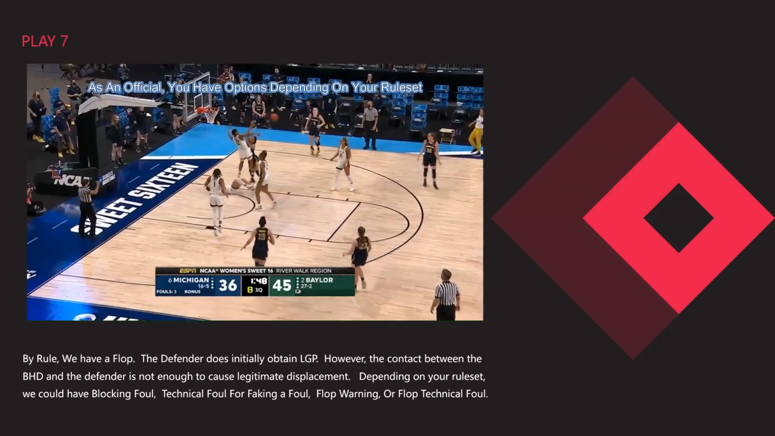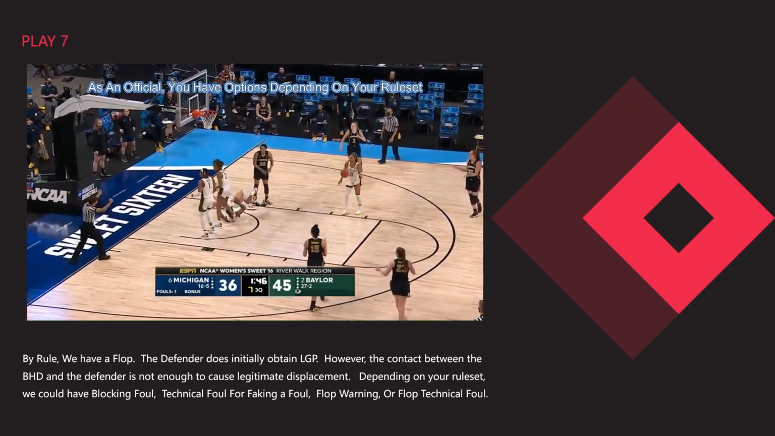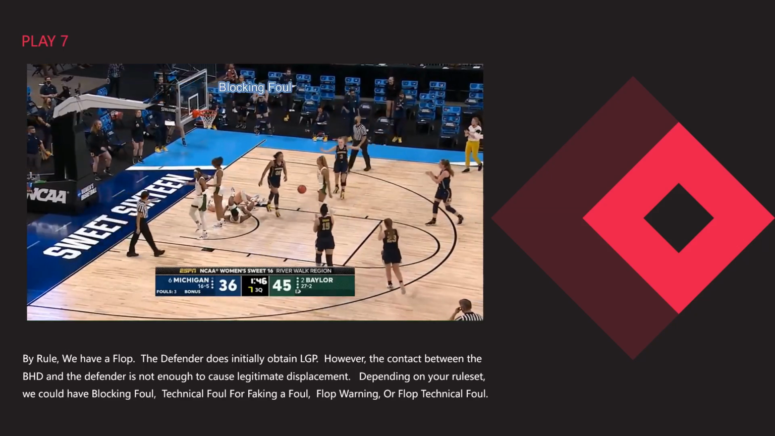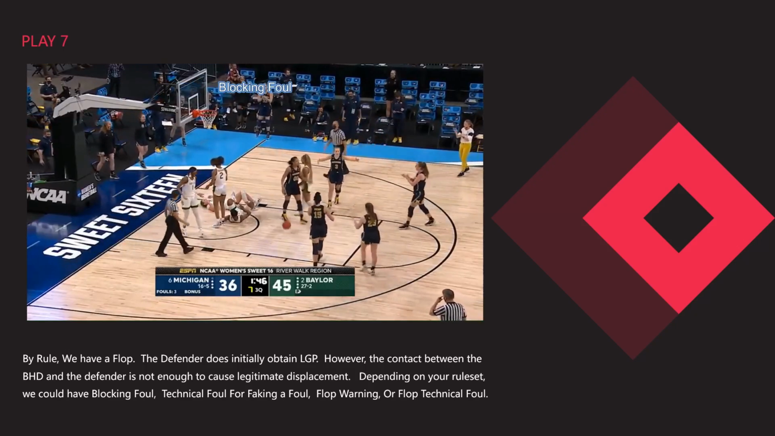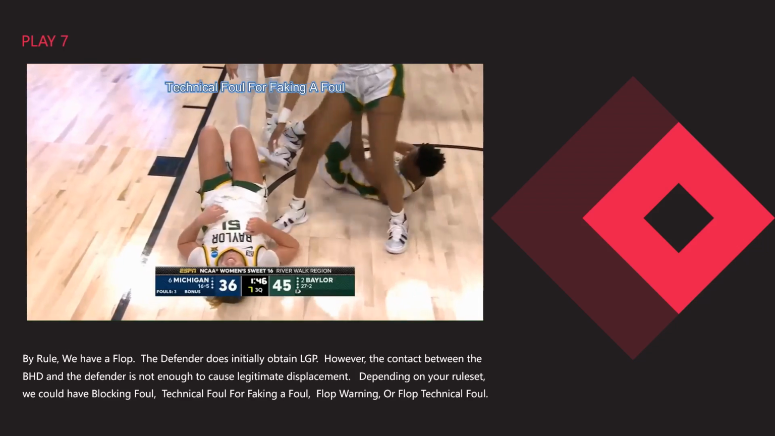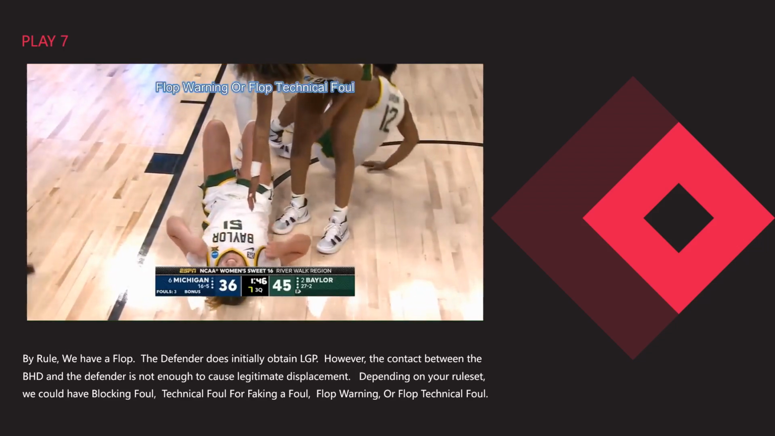As an official, depending on your rule set, you may have options or you may have something that your rule set explicitly tells you to call for this flopping. You may have a blocking foul as an option, which would be a correct call, a technical foul for faking the foul, or a flop warning, or a flop technical foul.